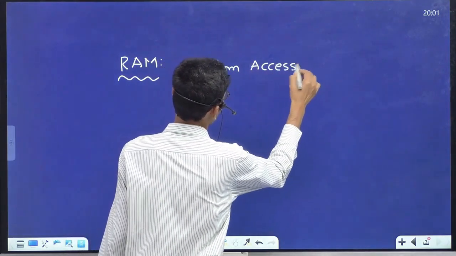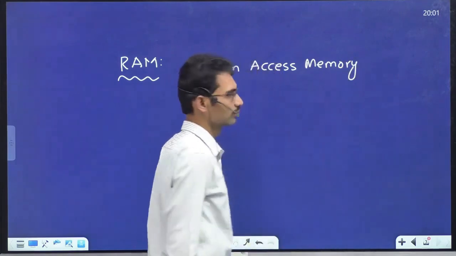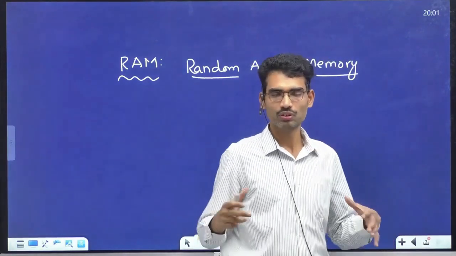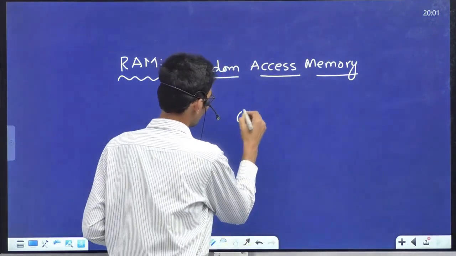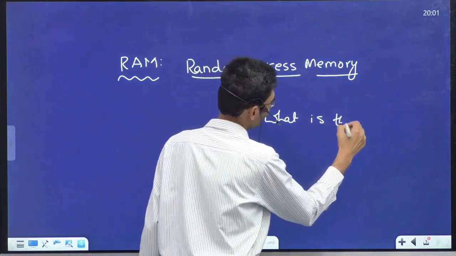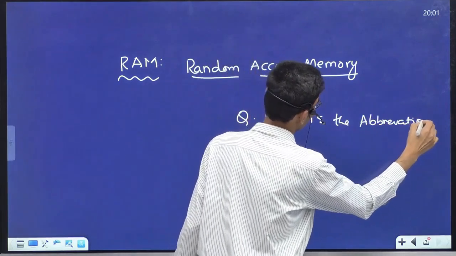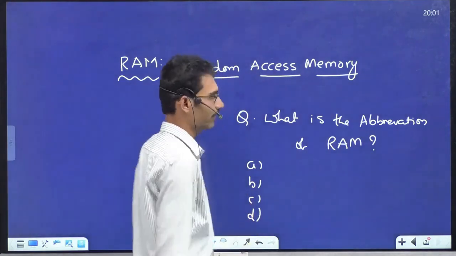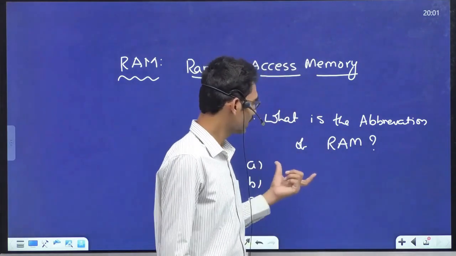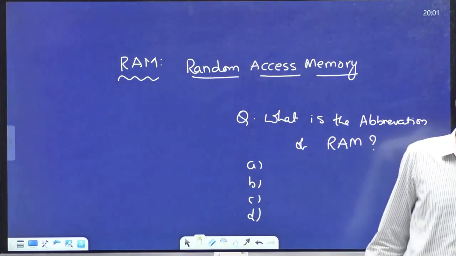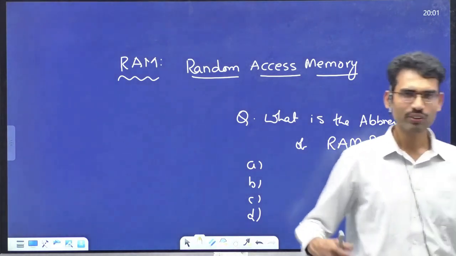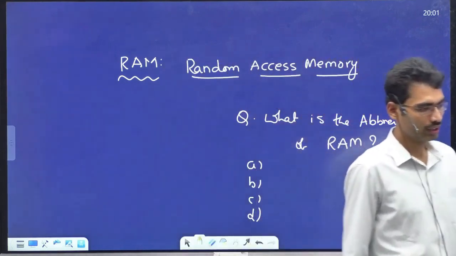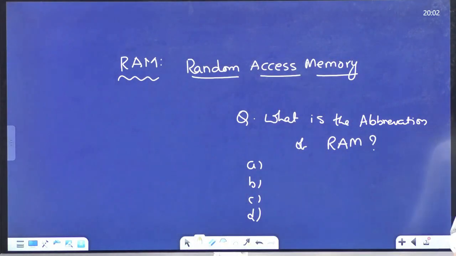Random access memory. You need to remember this because EPFO questions are going to be simple. Simply they will ask, if I write the question, what is the abbreviation of RAM? A, B, C, D. Likewise, random access memory. They can give random access memory or real access memory. They can give different meanings. Rapid access memory, repeat access memory. So this is random access memory. This is the first unit of this memory.